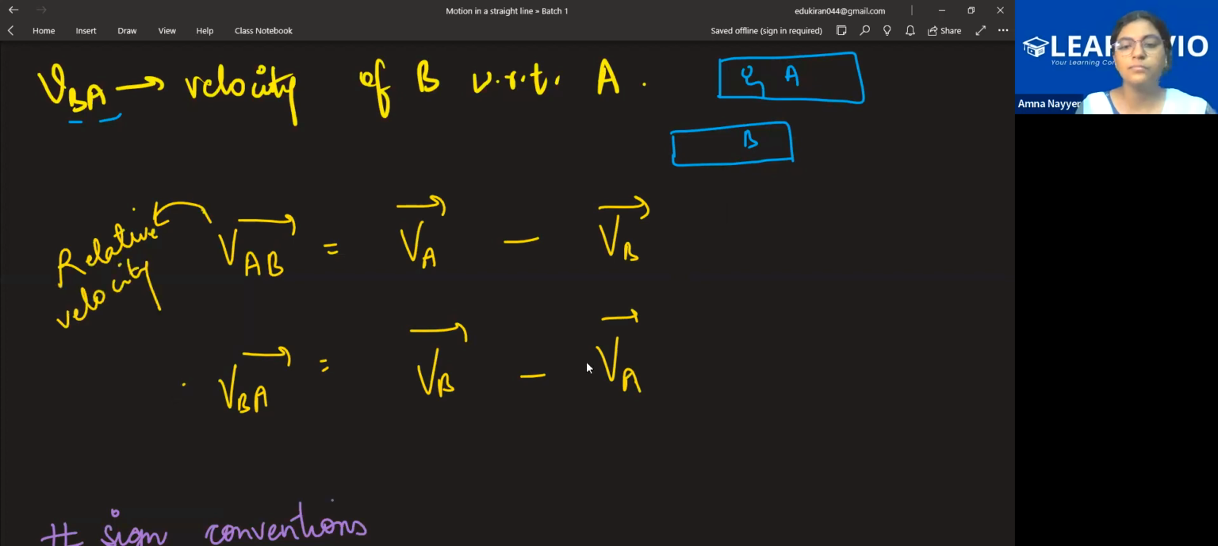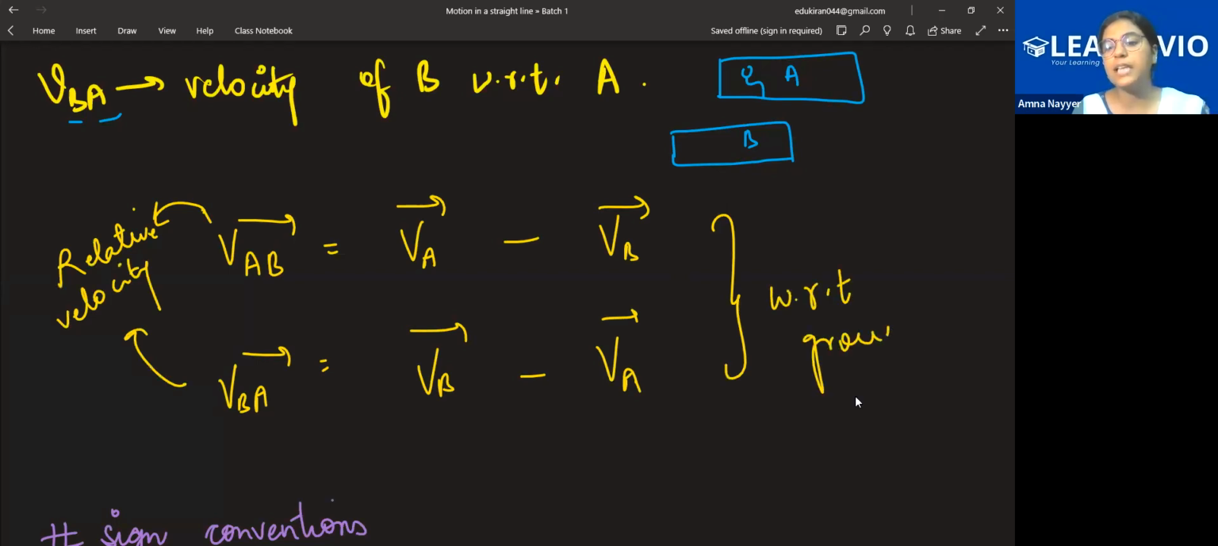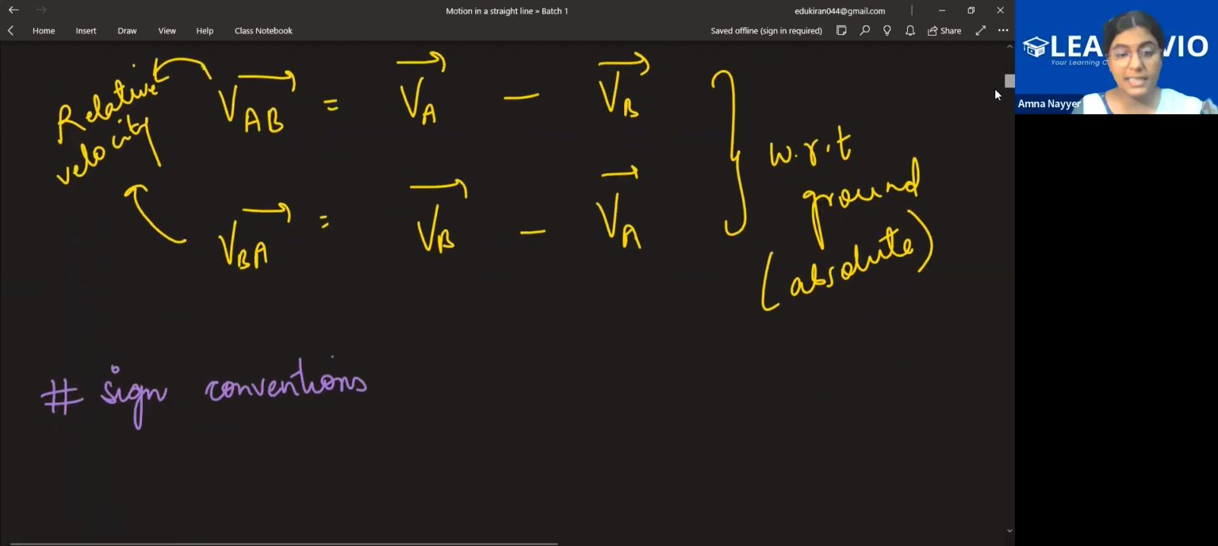These two, and these are with respect to ground. That means these are absolute. These are absolute, the actual velocity of the vehicles. This is a short topic, an easy topic.